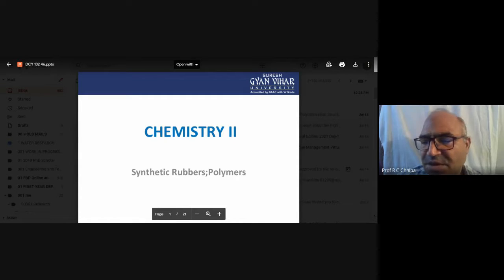Now we have the other part, the synthetic rubbers. Natural rubber is the polymer of isoprene. Isoprene has the 1,3-butadiene structure, where at the two position a methyl group is there.